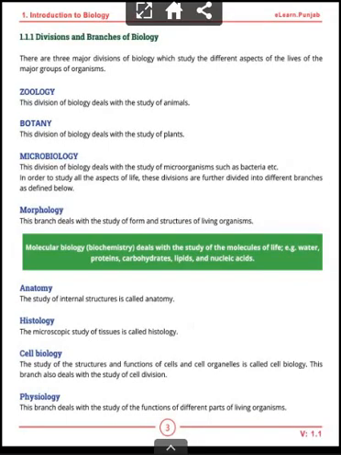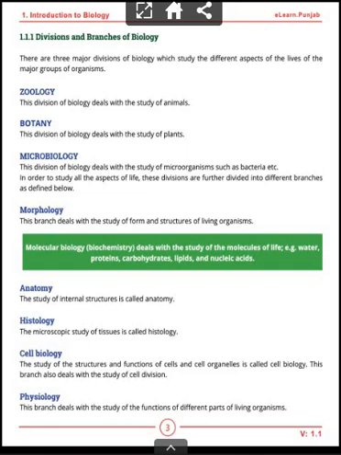So going further, there are three main divisions of biology, in which the first one is zoology. The word zoology originated from the word zoo, and we all know that zoo is related to animals. So the division of biology that deals with the study of animals is called zoology. Botany, the second division of biology, is about the study of plants: how plants function, how they grow, what processes take place in plants. All these things can be studied in botany.